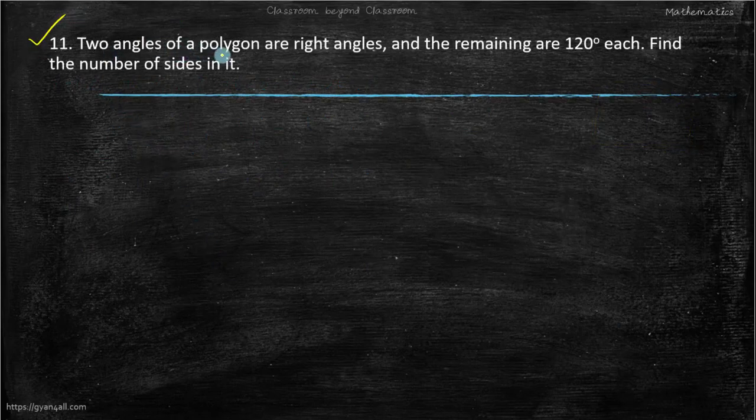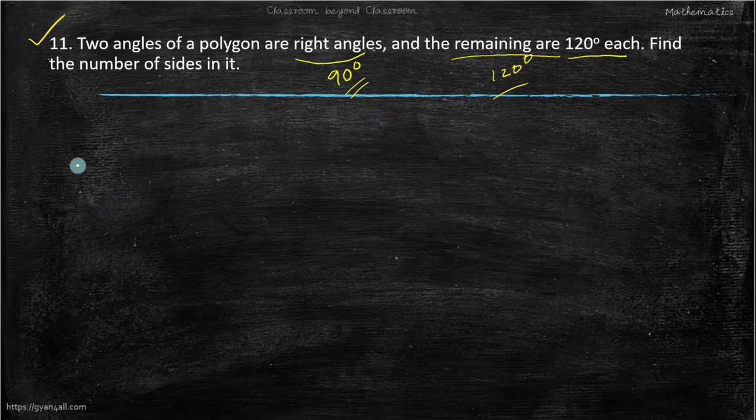Now exercise number 11. Two angles of a polygon are right angles, that means 90 degrees each, and the remaining are 120 degrees each. Two are 90 degrees and 90 degrees, and the others are 120 degrees each. Find the number of sides.